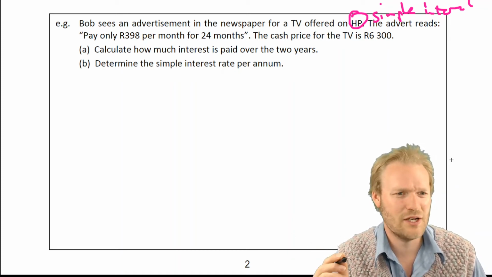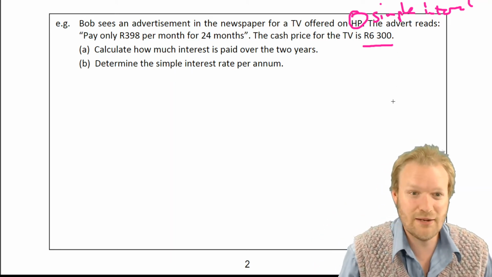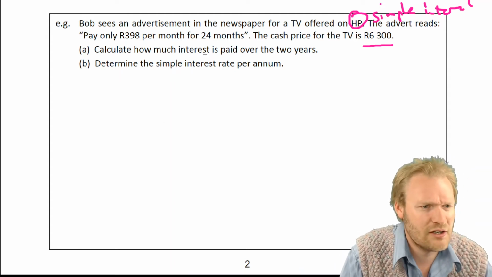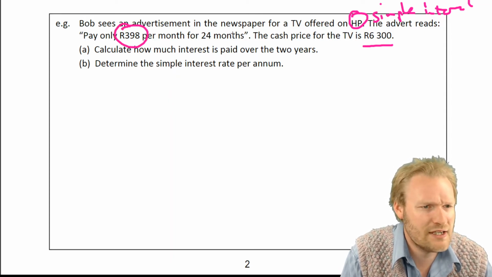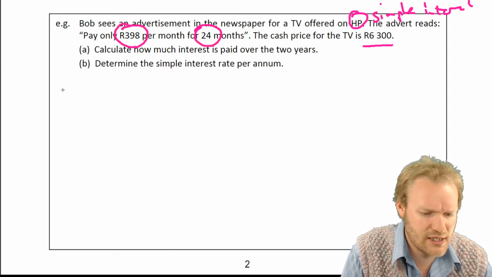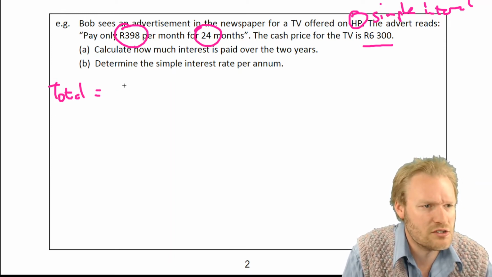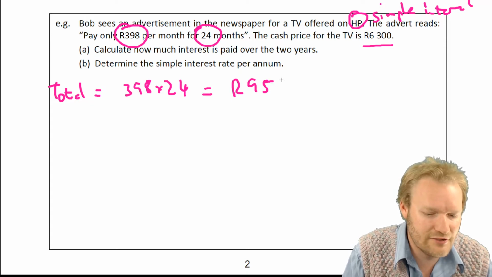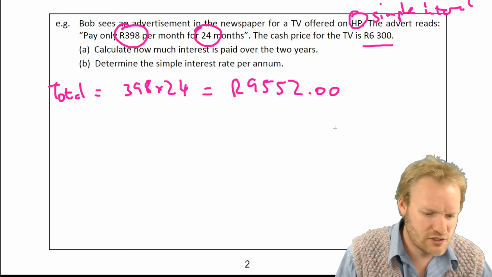So $3.98 for 24 months, or it's 6.3 if you just paid for the TV upfront, if of course you had 6.3 to pay for it. So when you calculate how much interest is paid over the 2 years, well, $3.98 for 24 months. Let's see how much is paid altogether. So in total, we've got $3.98 times 24 into the calculator, and it's 955200. So that's how much is paid.